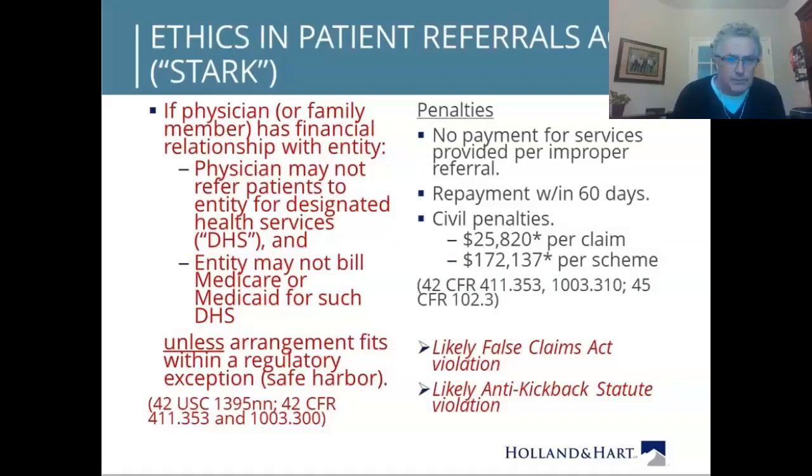Now, note also that STARK applies to any form of remuneration, and that is incredibly broad. It's not just money. It could be offering free or discounted items or services. It could be offering above or below fair market value for services that are provided. It could be an ownership arrangement. It could be an investment arrangement. It could be a compensation arrangement. Any form of remuneration between a provider of designated health services and a physician or their family member potentially triggers STARK.